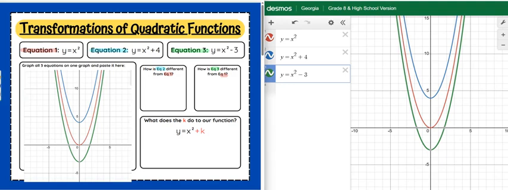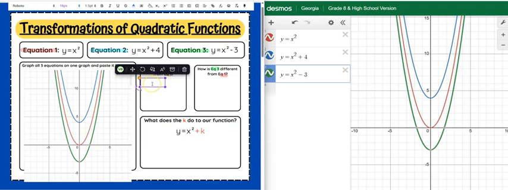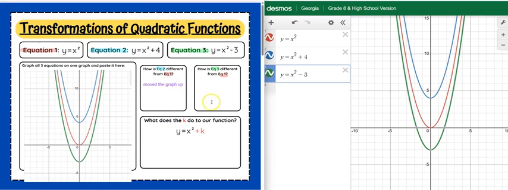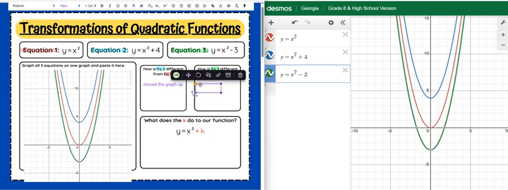All right, so I'm going to come over here and I'm just going to type in, actually, purple. It moved the graph up. All right, and so then from equation 3 and equation 1, from the green and the red ones, what does that one do? Well, it moves it down.